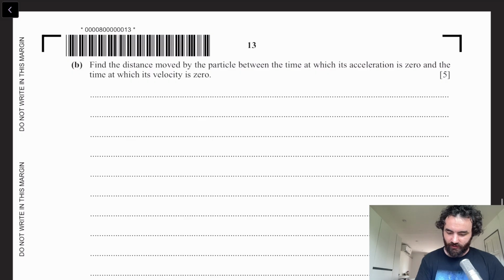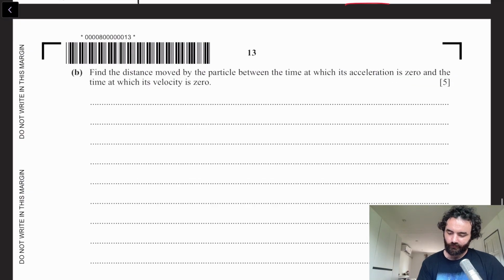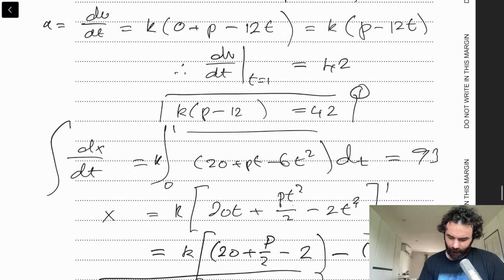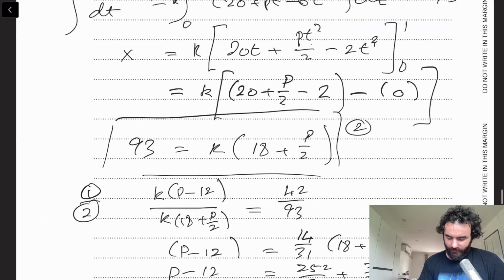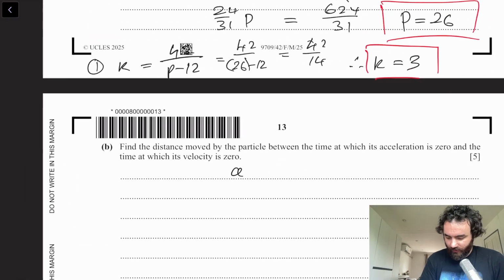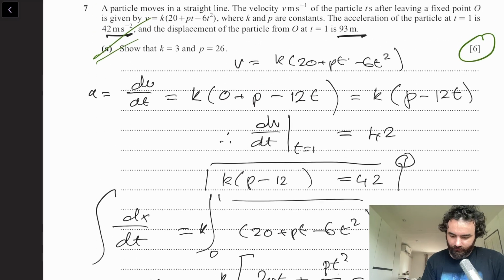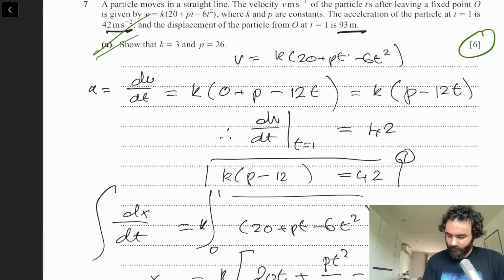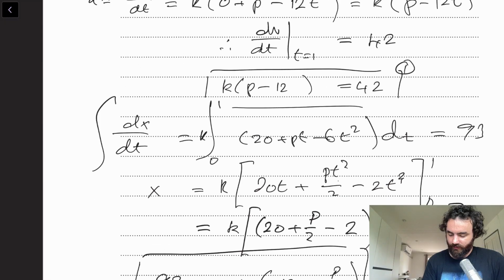Okay, find the distance moved by the particle between the time at which acceleration is 0 and the time at which its velocity is 0. Okay, let's just write out these equations. So our acceleration equals kp minus 12t.